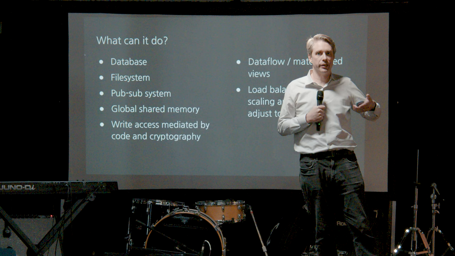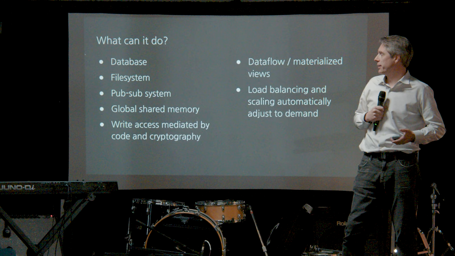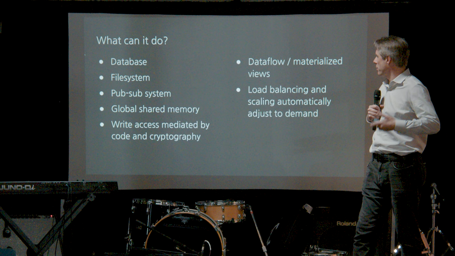If a peer in the network tries to modify data in a way that's not permitted, that'll be immediately apparent to other peers in the network. So the fact that we're running on untrusted hardware, we use cryptography to solve that.